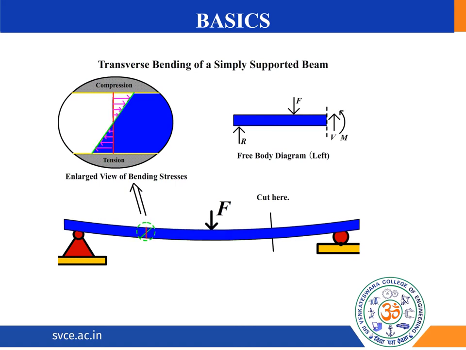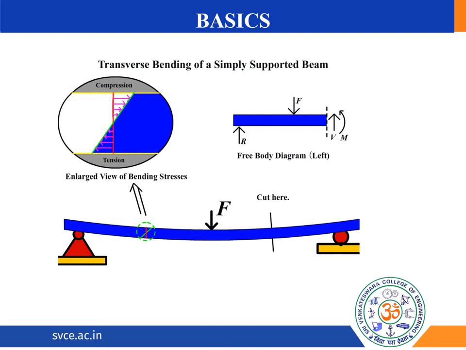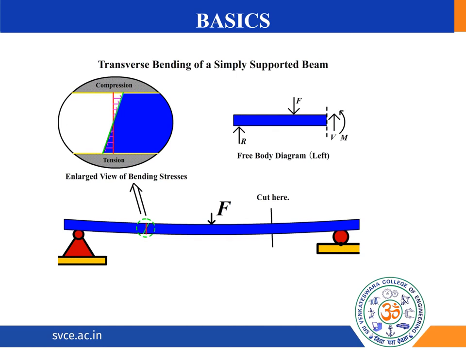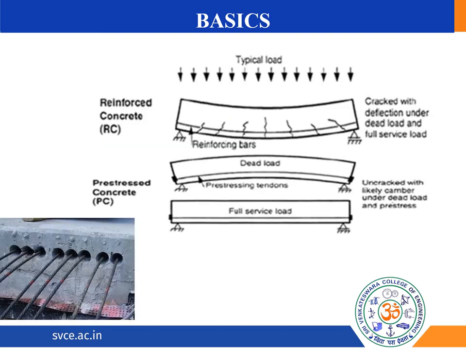So any simply supported beam, if you analyze like this, when we have load from the top, the transverse loads, we generally have compressive stresses on the top fibers and the tensile stresses at the bottom fiber. This is the general behavior that we all know.